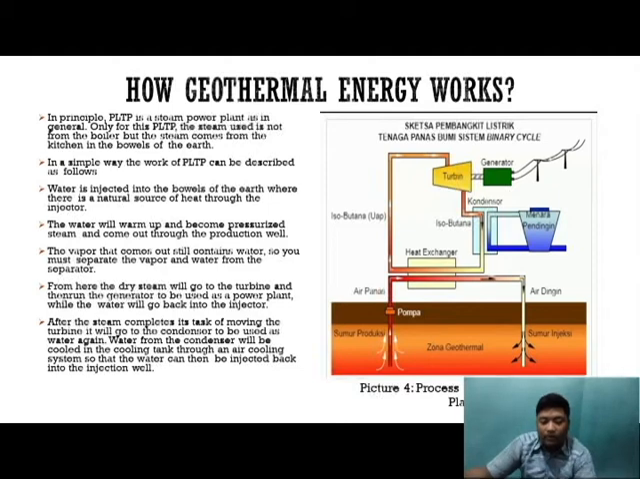After the steam completes its task of moving the turbine, it will go to the condenser to be used as water again. Water from a condenser will be cooled in the cooling tank through the air cooling system so that the water can be injected back into the injection well. You can look at this process of how geothermal energy works in the picture.